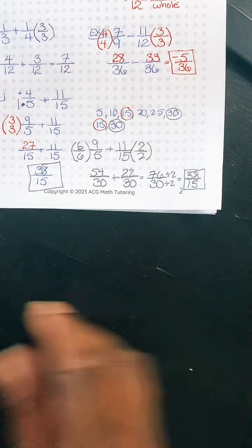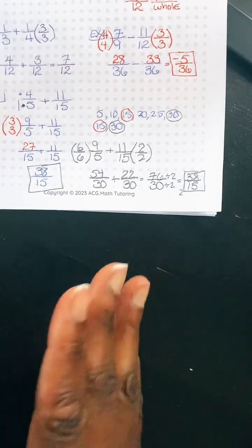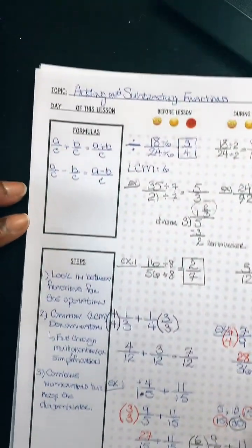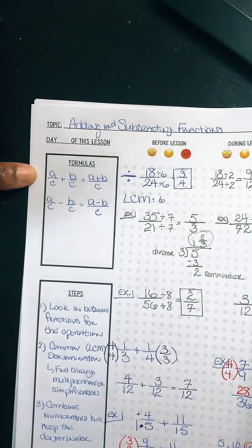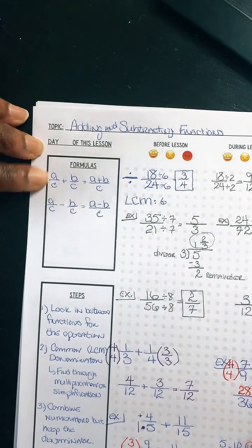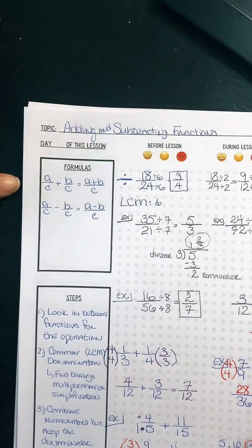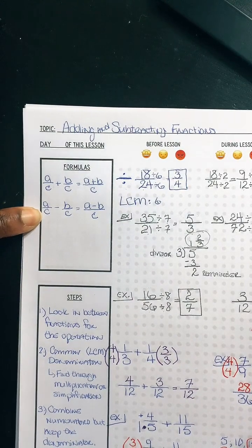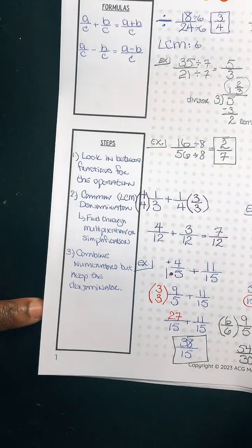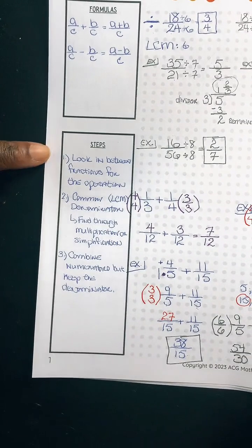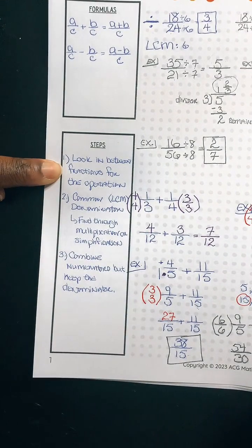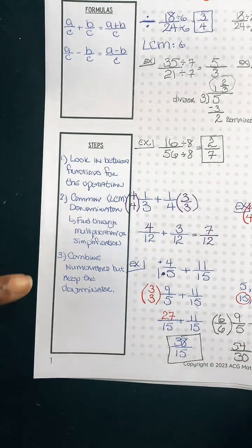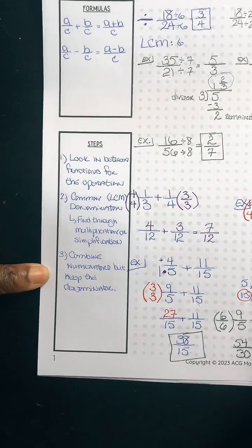All right, so that is adding and subtracting fractions. If you want to take a look at the rules, I always like to have little steps here. So we've got our formulas. If they have a common denominator and you're adding, you're just adding the numerators. If you have a common denominator and you're subtracting, you're just subtracting the numerators. If you want to take a screenshot of the steps, here they are. You have to look in between to see what the operation is. Find your least common multiple.